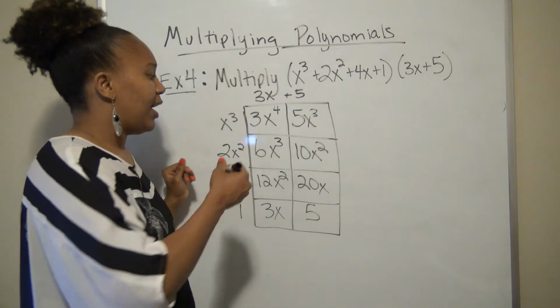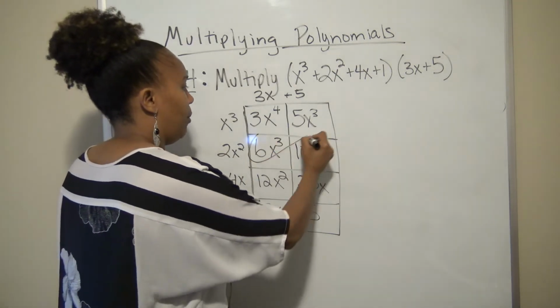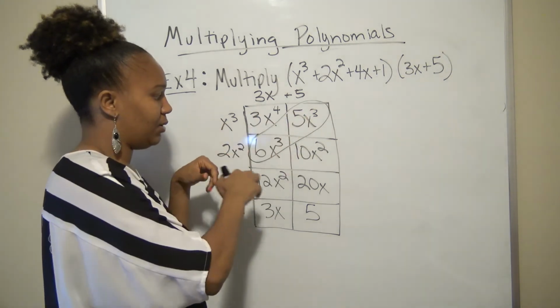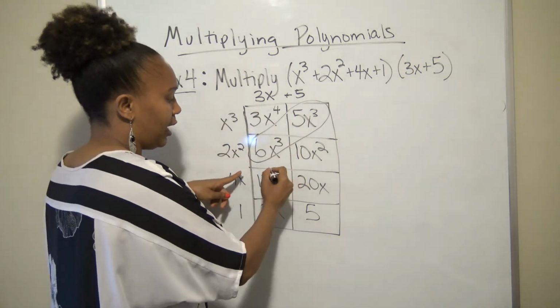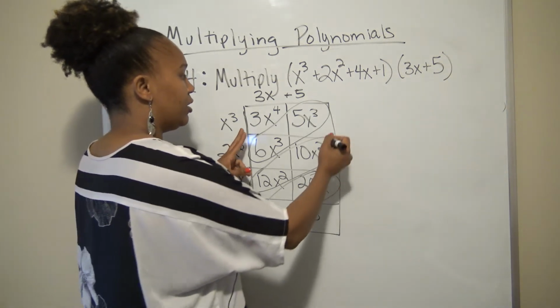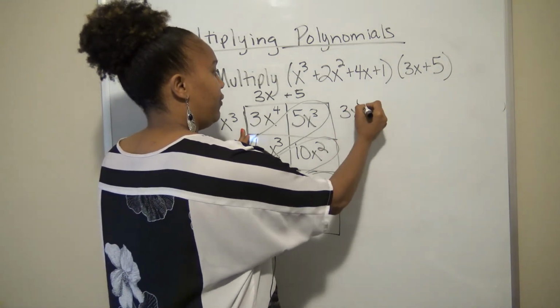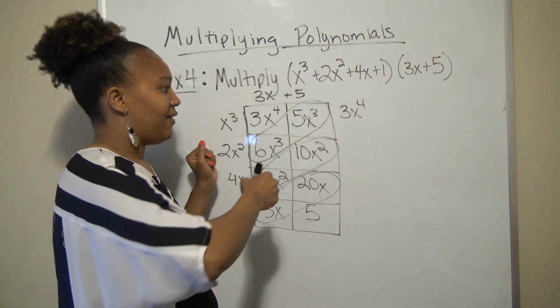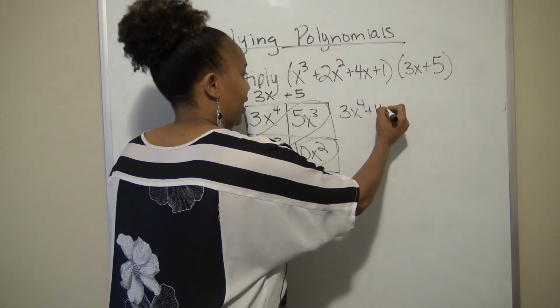terms. And your like terms are usually going to be diagonal from each other if you set them up in descending order of the exponents. So as you can see, these are like terms, these are like terms, and these are also like terms. So this would give me, I only have this x to the fourth, 3x to the fourth, 6x to the third plus 5x to the third. That would be 11x to the third.